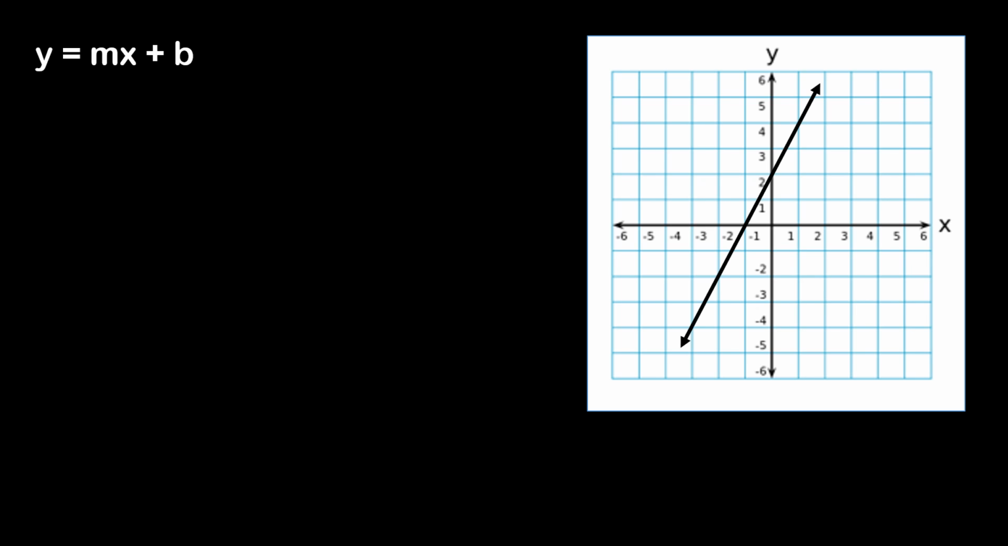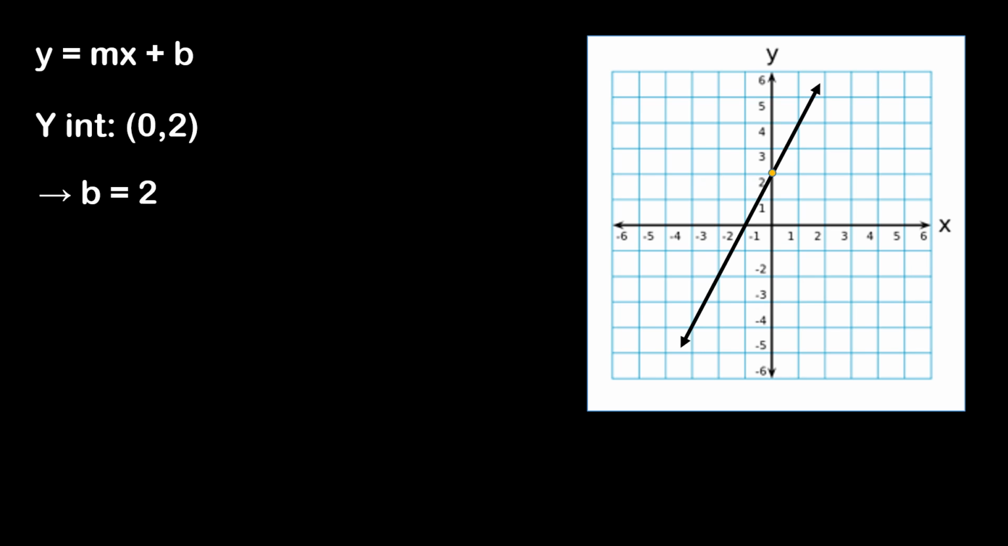Looking at this graph, we see that the line intercepts the y-axis at y is equal to 2. In fact, I'll plot the y-intercept over here. And we can then note that the y-intercept is the point (0, 2), and therefore b is equal to 2. So we have b, and we just need m, or the slope.